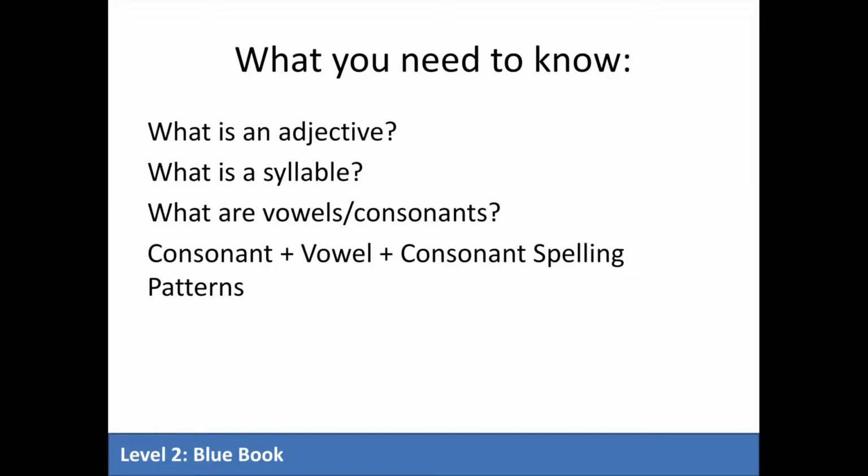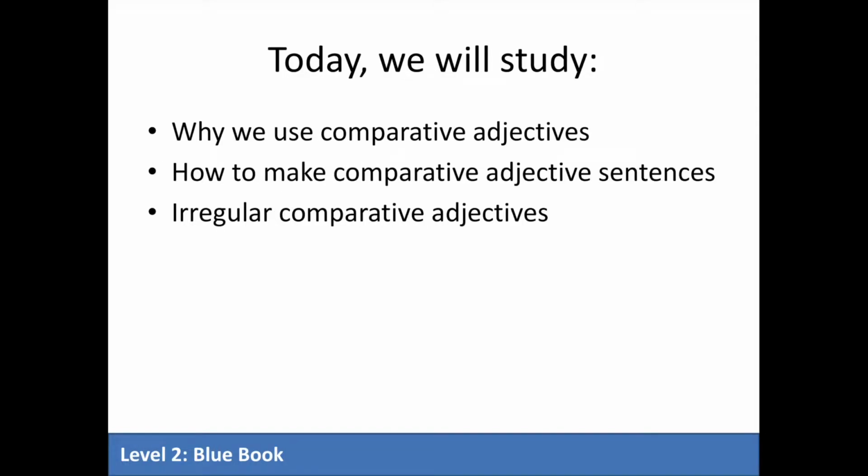Let's take a look. So for this lesson, you'll need to know what an adjective is. You'll need to know what a syllable is, as well as vowels and consonants. You'll also need to remember what consonant, vowel, consonant spelling patterns are. Again, if you don't know these things, that's okay. Take a moment to pause the video, look up the answers, and then come back. So in this lesson, again, we're going to talk about why we use comparative adjectives, how to make comparative adjective sentences, as well as some irregular comparative adjectives.